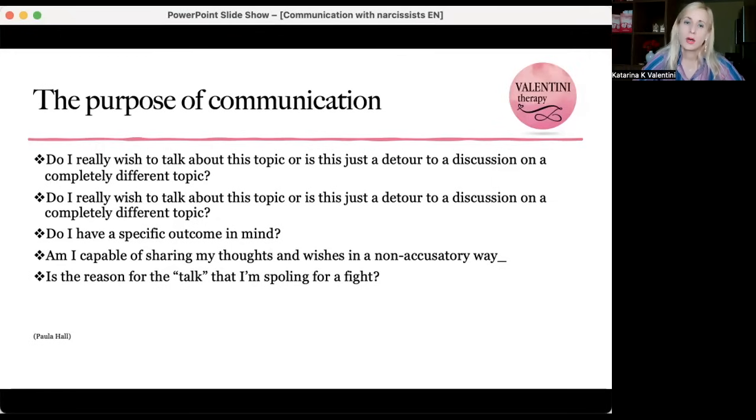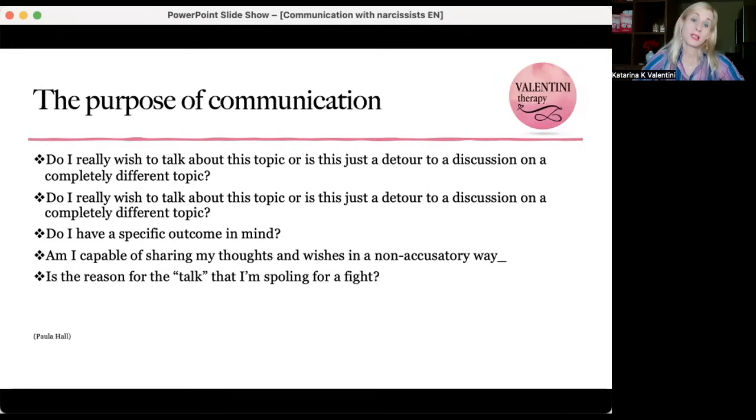Are you capable of sharing your thoughts and wishes in a non-accusatory way? Can you actually speak from yourself based on what you're feeling and experiencing without finger pointing? Can you express a criticism in a non-aggressive and non-accusatory way? Because, like we said, narcissists are very sensitive to any kind of criticism.